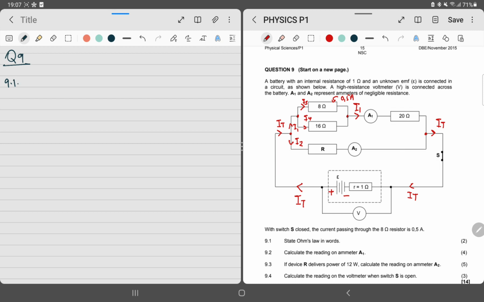9.1. State Ohm's law in words. The current that's flowing through a conductor is directly proportional to the potential difference across its ends, provided that the temperature remains constant. 9.2. Calculate the reading on ammeter A1. So they are looking for I1.